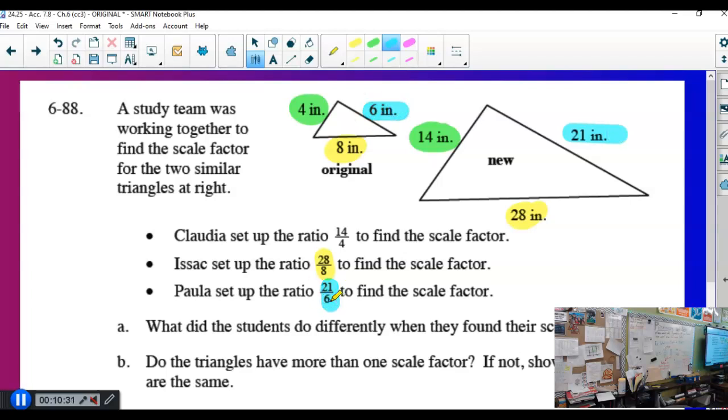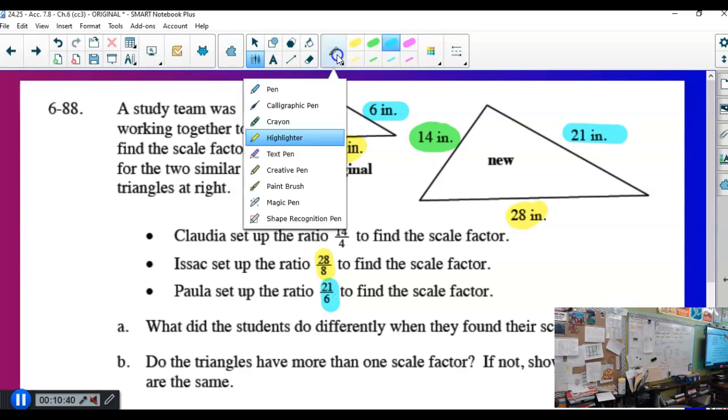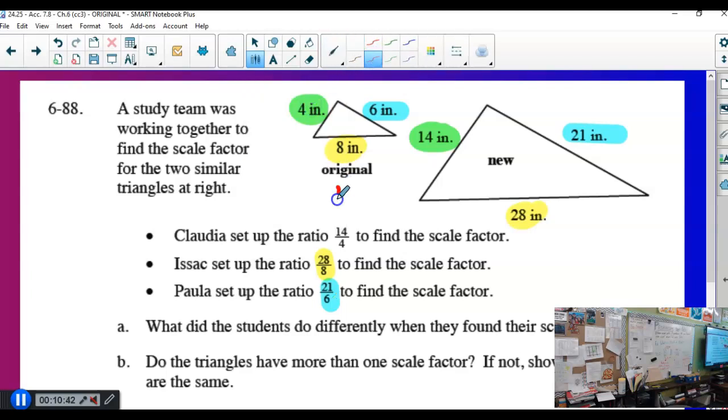So wait, if we do the math, all of those are going to come out to be the same. So what would we call our scale factor then? Because they just gave us 3 different scale factors, supposedly. I mean, we could go down to 7 to 2, or if you want to use a decimal number, 3.5.